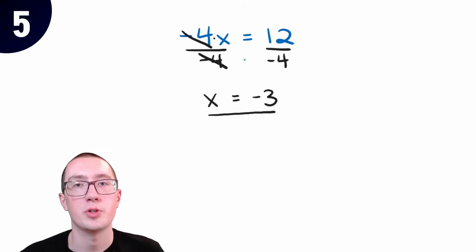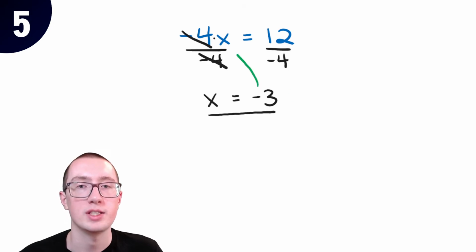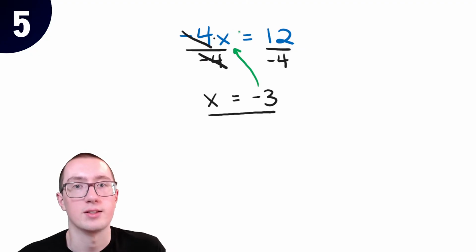And the cool thing about algebra is that you can always check your work by taking this number and replacing it back in place of x, and making sure that the equation is true. And in this case, it is, because negative 4 times negative 3 is positive 12. So we did the problem correctly.